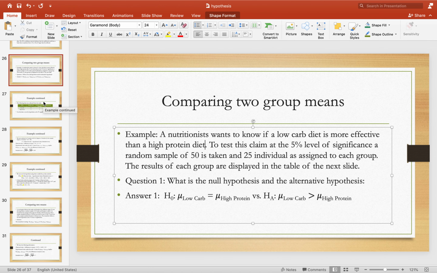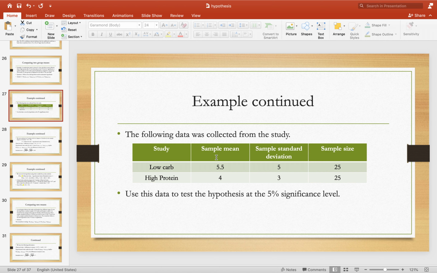So here's the data that is recorded. For the low carb, the 25 individuals in that group lost an average of 5.5 pounds. They had a sample standard deviation of 5 pounds, okay? So quite a large deviation there, okay? And the question is, that lost weight of 5.5, is that due to randomness? Because there's quite a large standard deviation.